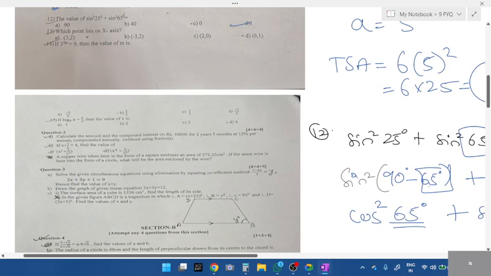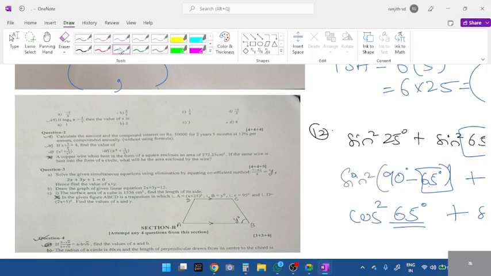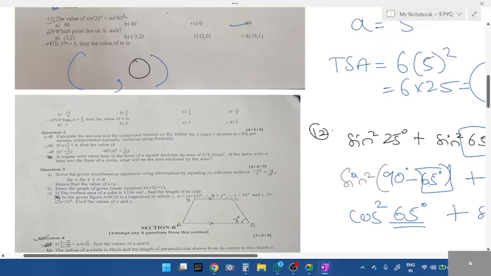Next, coordinate system. Which point lies on the x-axis? If anything lies on the x-axis, what will be the value of y? Unmute all of you. Another 15 minutes. y should be 0. Which option has 0? y-axis?